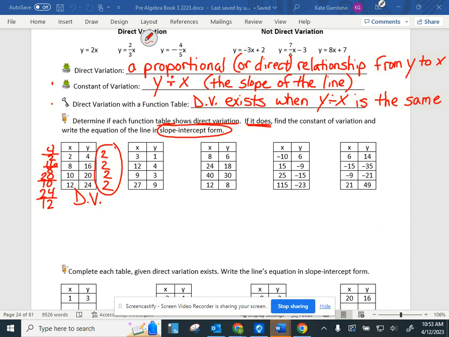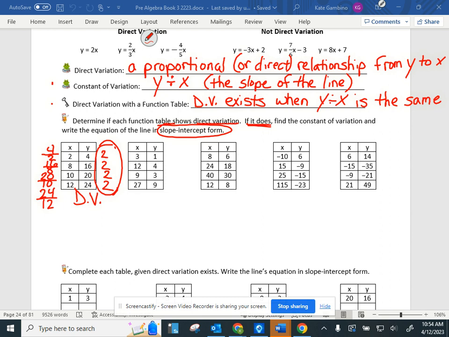So if I find my direct variation is the same, what is my constant of variation called? Y divided by x is also what? Say it again. Not just the shape, it's the slope. It's the slope of the line. So if I know that this is my constant of variation, it's always the same, how do you think I would write that?